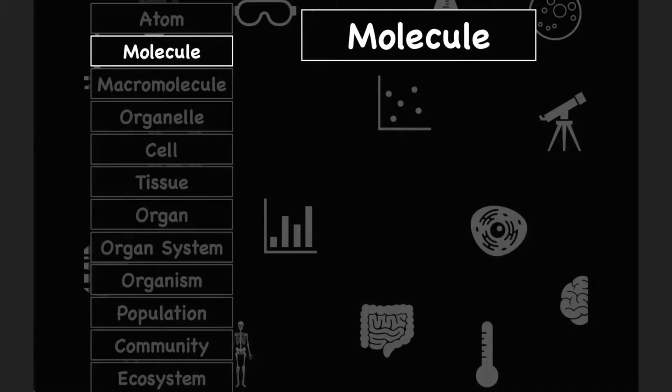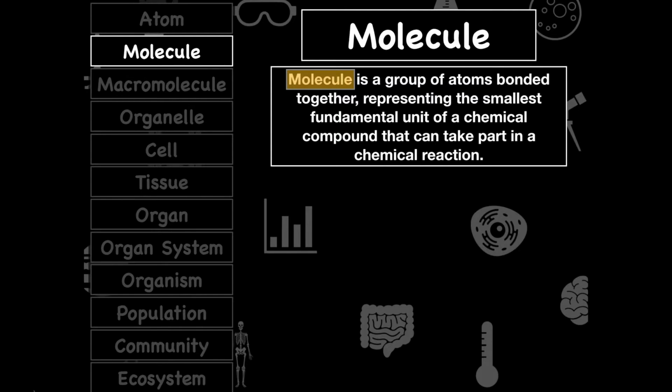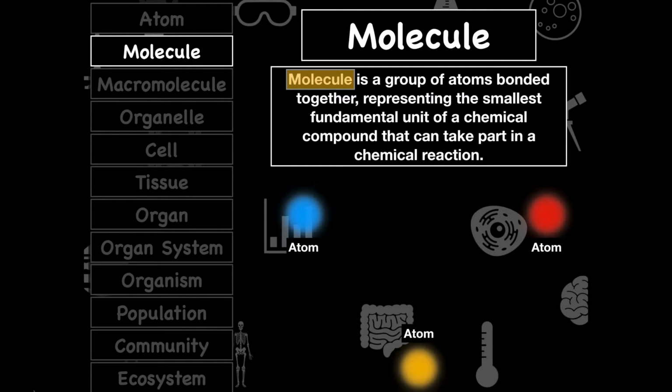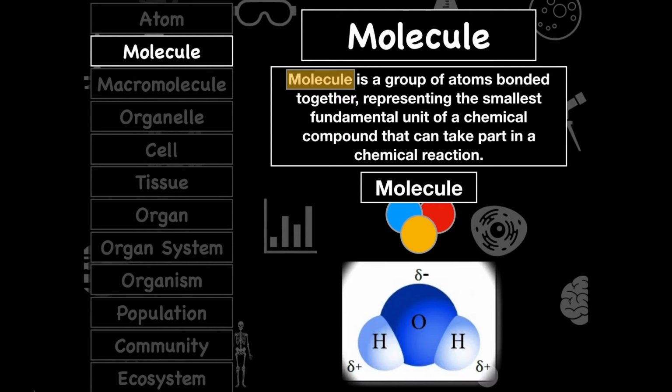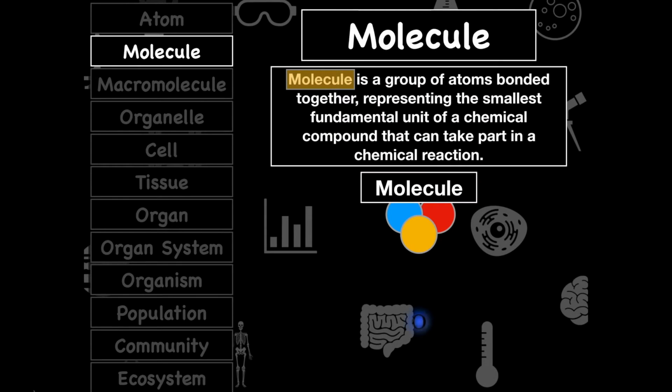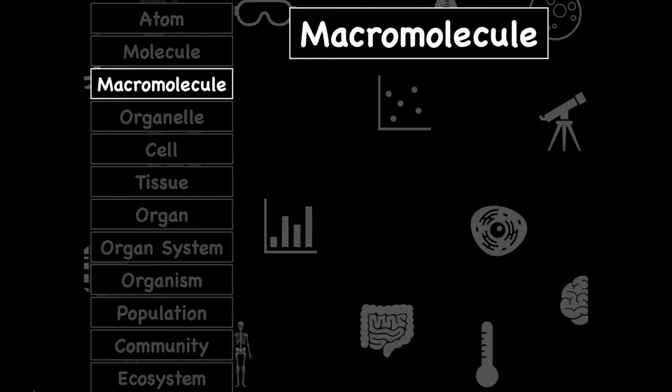But as we think about this, we get to molecules. And a molecule is a group of atoms that are bonded together, representing the smallest fundamental unit of a chemical compound that really takes part in a chemical reaction. What this essentially means is the atoms are going to bond together to form molecules, and these molecules will then create other molecules that will then bond together. Now, a common molecule that we can think about is water. And water is composed of two hydrogens and an oxygen, so two hydrogen atoms and an oxygen atom, to make a larger unit. Now, next we get to macromolecules.